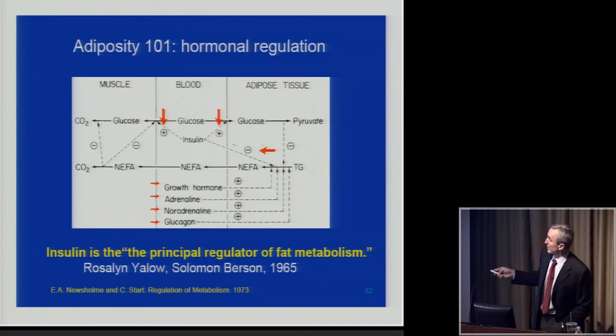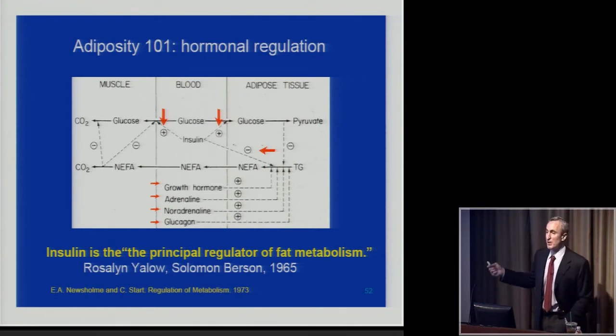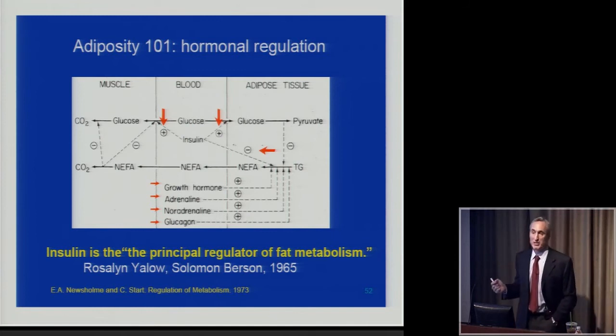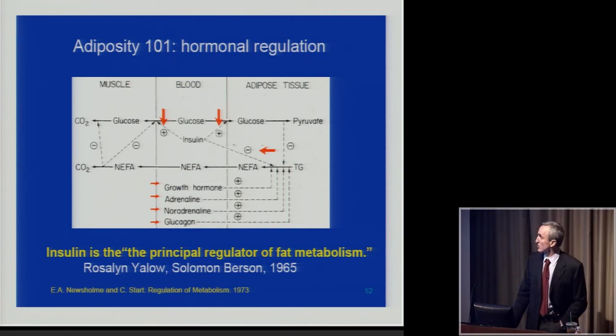Here's the breakdown of triglycerides into fatty acids. Every hormone basically works to increase the flow of fatty acids out of the fat tissue, to make fuel available for the activities being promoted by the hormone. The only one that does the opposite is insulin. Insulin is the principal regulator of fat metabolism. That's been known since 1965, 5 years after Rosalyn Yalow and Solomon Berson developed the technology for actually measuring hormones in the blood.